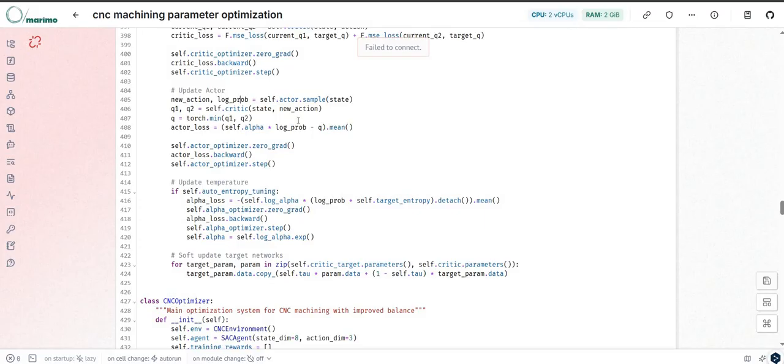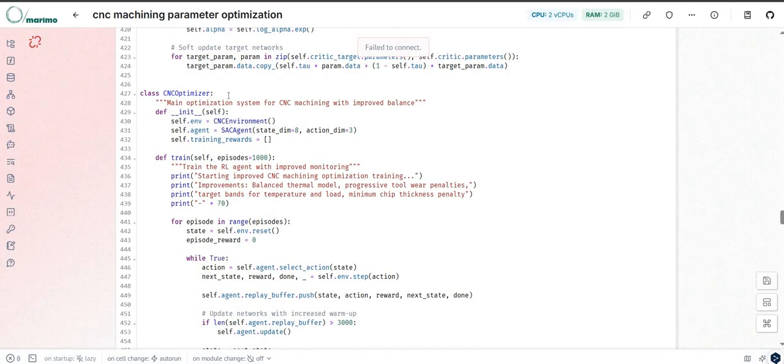After that, we move on to the actor update. The actor's goal is to maximize the expected Q value minus the entropy penalty, so the loss includes alpha times log probability minus the Q estimate. That gets backpropagated and the actor parameters are updated. If entropy tuning is enabled, alpha itself is updated too, to keep the policy sufficiently exploratory. And finally, we do a soft update of the target critic network with tau, blending its weights with the current critic weights for stability. That's the learning cycle: sample, update critics, update actor, adjust alpha, and update targets.